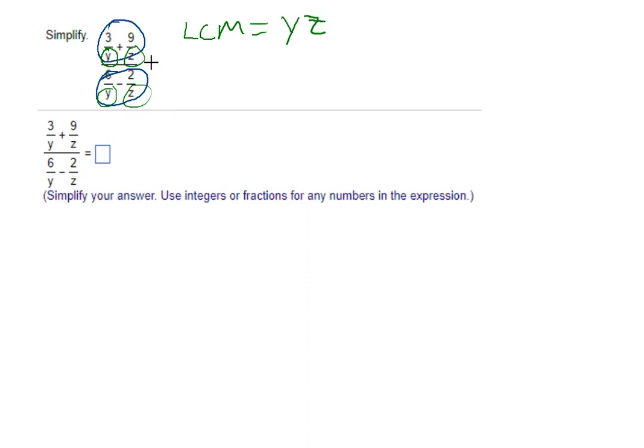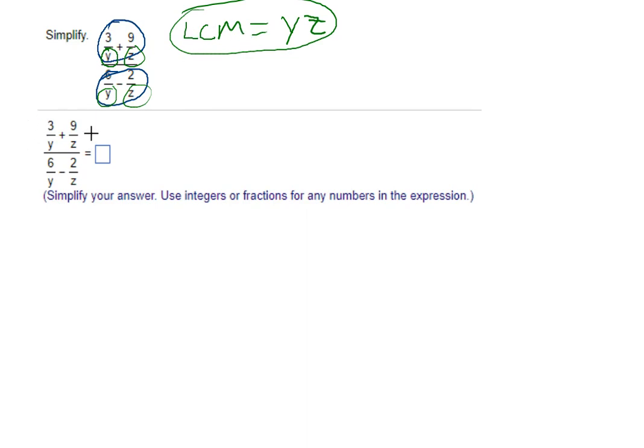Y is a factor in these denominators, z is a factor. Raise each one to the highest power. They're all to the first power. So the common denominator is just going to be yz. And then what you do with the common denominator, there's a couple paths you can take. This is the process I prefer. There is another way to do the problem, but I'll leave that to you to look into. It'll be on Math Excel if you want to look at the other method.